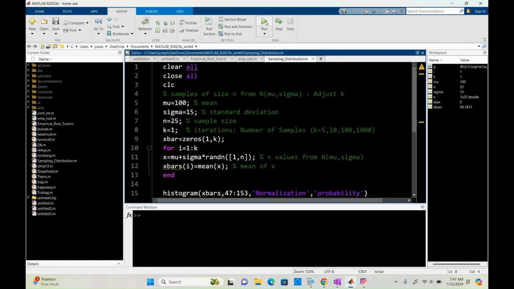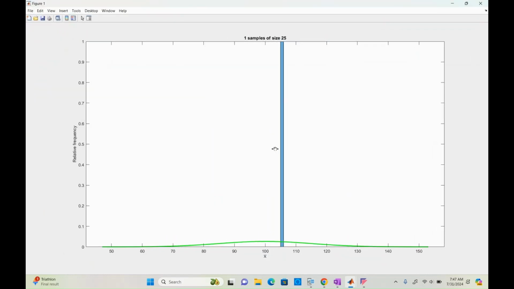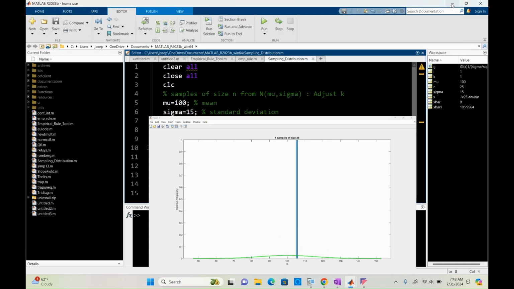Let me try and run it one more time and see if we get a slightly different result, because it's supposed to be random. And yeah, you can see we landed a little bit further from 100 this time, which is the mean. Which is not that unexpected, right? Samples are not always going to have the same mean as the population, but on average, they will, which is what we're going to see.